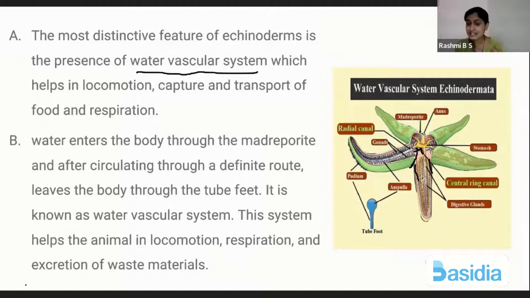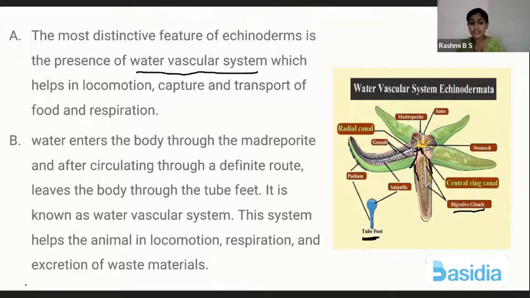So in the radial canals you have tube feet. Can you see here? Tube feet like structure. So water will fill this. As water enters these water canals, you can see water will carry prey, food, right? That food will be digested by digestive glands in that water canal. As a result, the food will be absorbed into the cells.